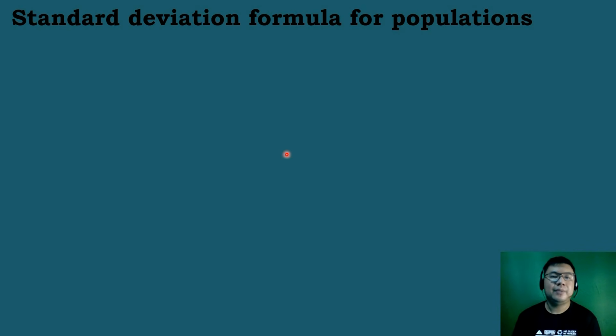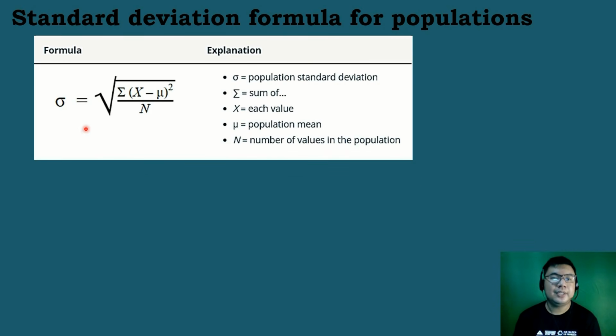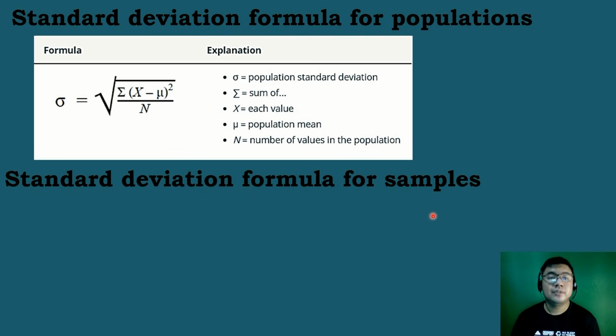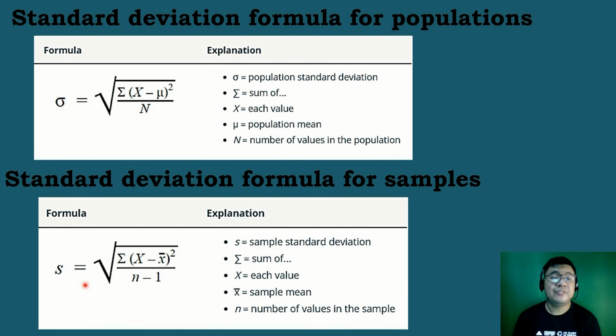So this will be the formula for the standard deviation. If it is for a population, we will be using this one: the population standard deviation equals the square root of the summation of the quantity of each value minus the mean raised to the second power, all over the number of values in the population. In solving the standard deviation for samples, the sample standard deviation equals the square root of the summation of the quantity of each value minus the mean raised to the second power, all over n minus 1.